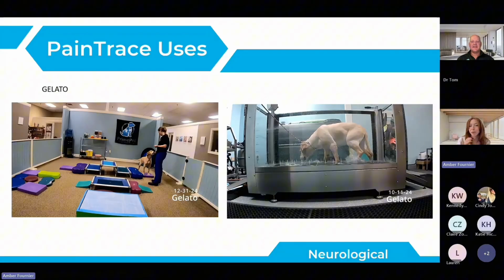So it's really interesting being able to see if there's pain associated with that movement or if it's just his neurological gait abnormalities and stuff like that. So that's really interesting. Exactly.